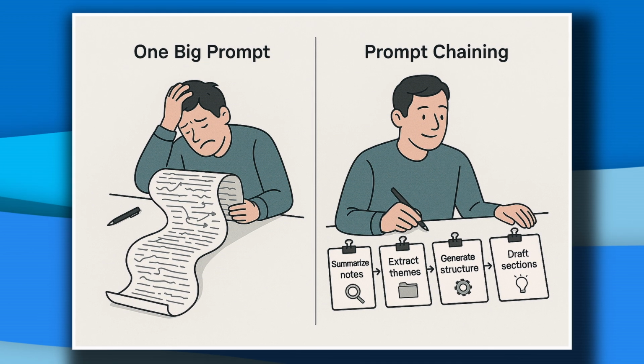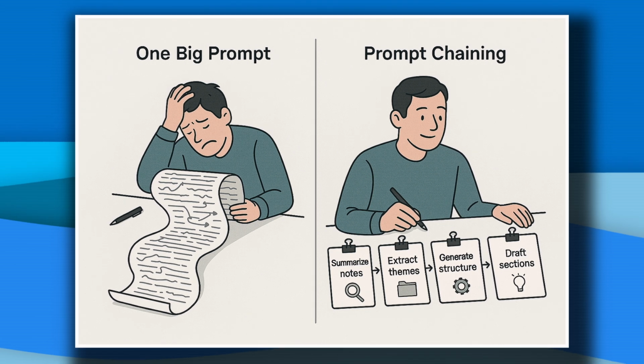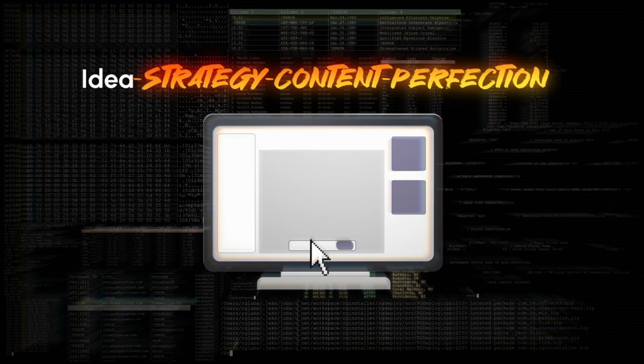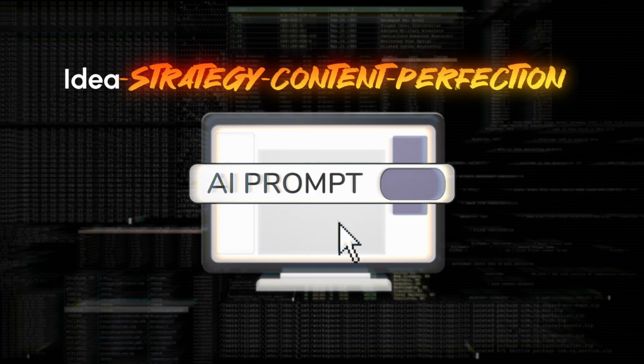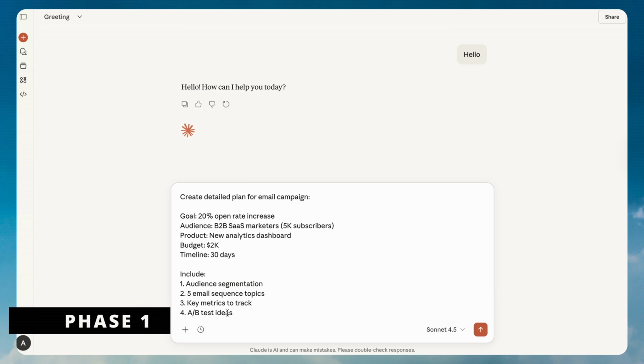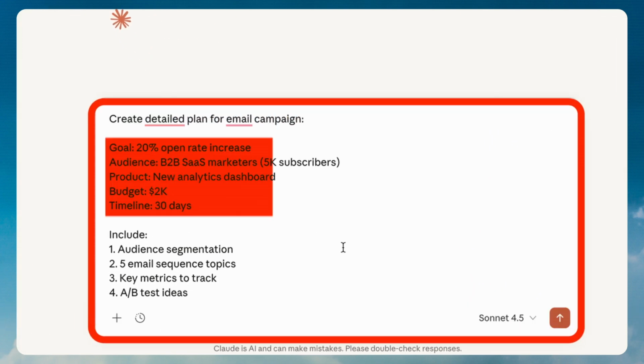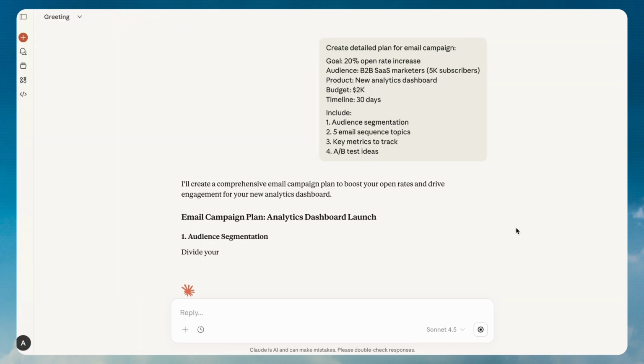Single prompts fail at multi-step work. Watch how chaining transforms complexity into production quality. Here, the prompts follow the progression: idea, strategy, content, perfection. Phase 1. Create the strategic foundation. Create detailed plan for email campaign. Goal, audience, budget, timeline. Claude delivers a complete campaign plan.